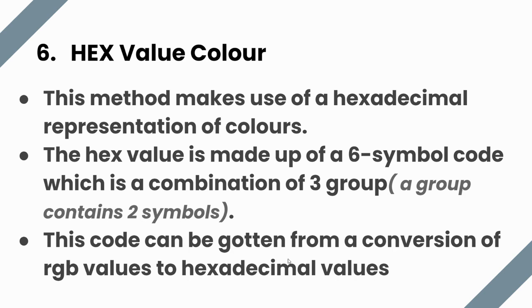These 6 symbols can actually be broken down into 3 groups. By that we mean a group would contain 2 symbols. So you would have the first 2 symbols to depict a group, the second 2 for a group, and the last 2 for a group. So that's 3 groups of colors, but at the end of the day put together they all have 6 symbols. This code can be gotten from a conversion of RGB values to hexadecimal values.